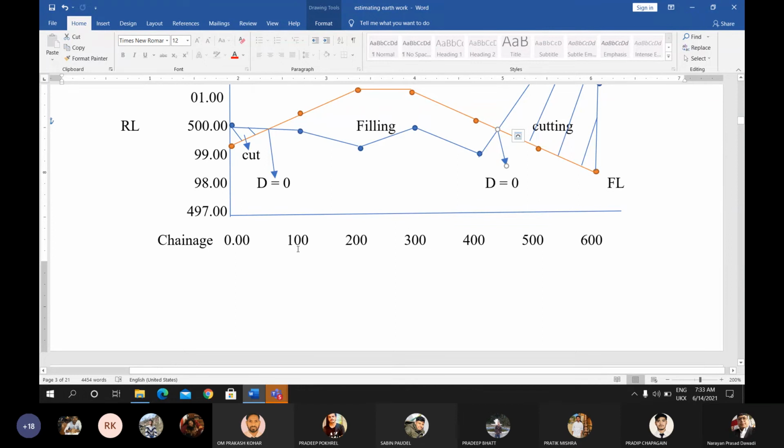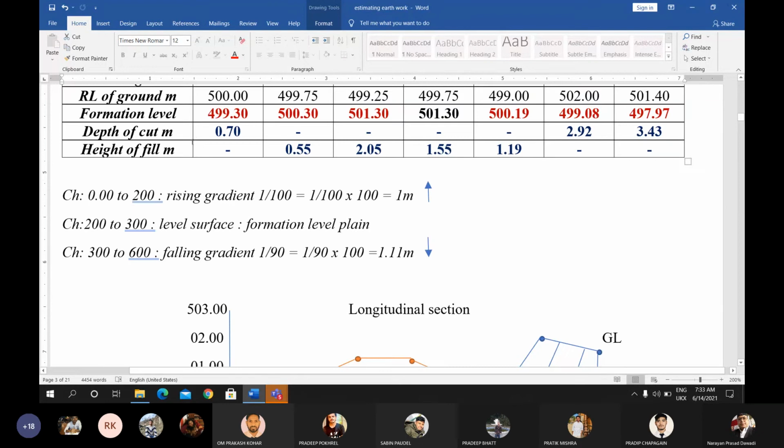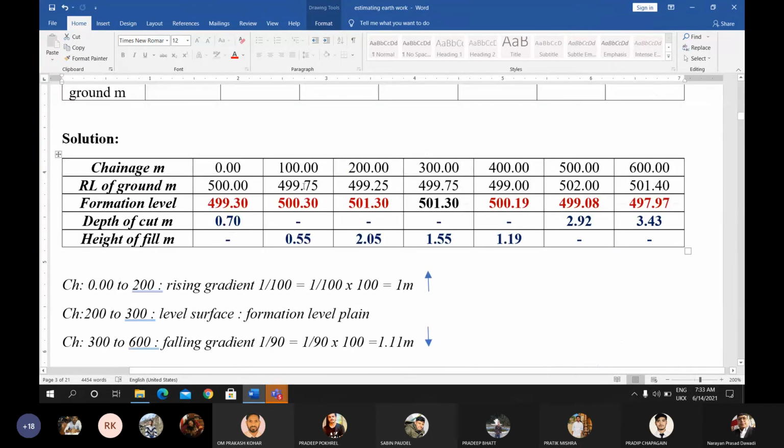100 meter chainage, 200 meter chainage, 300, 400, 500, 600, etc. For the cutting depth of 0.70 meter, the chainage is 0. The cutting depth of 0.1, filling depth of 0.55, chainage is 100 meter. Filling depth of 1.19, chainage is 400 meter. Filling depth of 1.55, chainage is 300 meter. Cutting depth of 3.43, chainage is 600 meter.